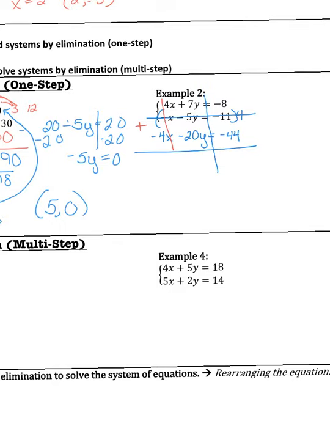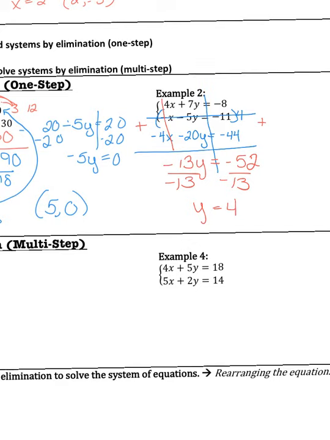7 plus negative 20y is negative 30y, and then negative 8 plus negative 44 is going to be negative 52. Then I'll divide by negative 13, and I get y is equal to 4.